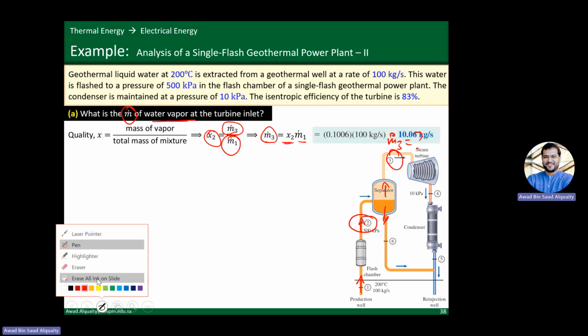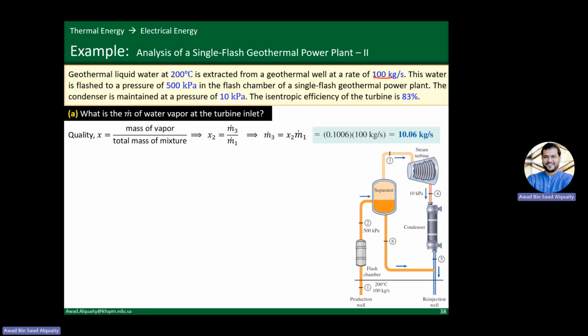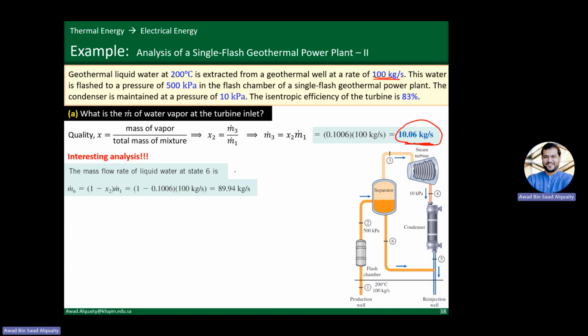So what is m dot 1? Well, m dot 1 was 100 kilogram per second. So 10% of that is 10.06 kilogram per second, right? Not exactly 10%, 10.06%. So this is the mass flow rate of the steam that we get from this geothermal resource, right? So it's very interesting that out of the 100 kilogram per second of geothermal water that we're extracting, only 10.06 kilogram per second is expanding in the turbine and giving us the power output. The rest is just being reinjected back into the well, right?